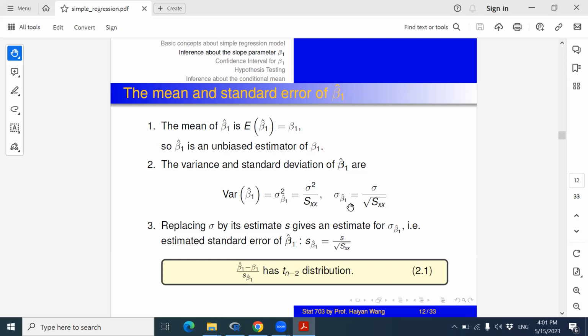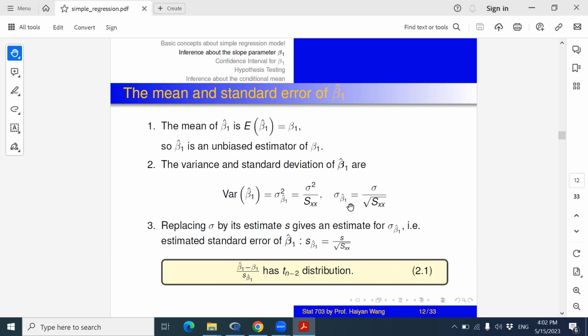Originally we have n pairs of data, so we have n free pairs, but we estimated the 2 parameters, beta 0 and beta 1. So 2 of the degrees of freedom are used. Therefore, the total free ones are n minus 2. That's why it's a t distribution with n minus 2 degrees of freedom.